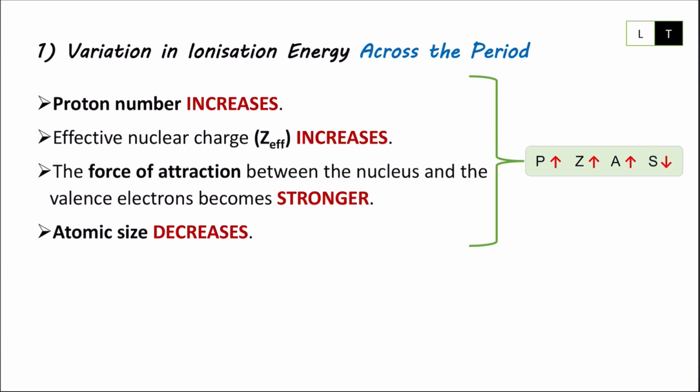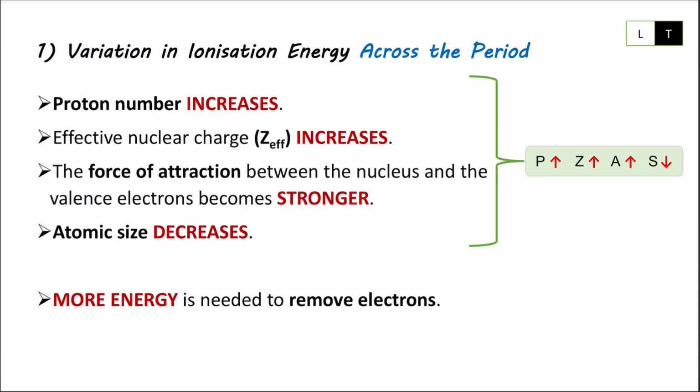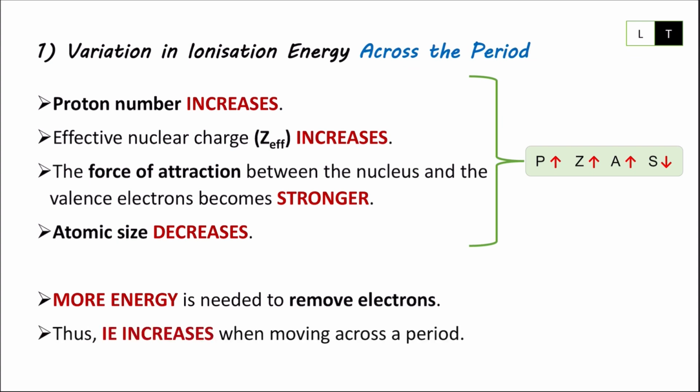But you cannot stop here because you are still not telling the trend for ionization energy. So when the size decreases, you can understand that the force of attraction pulls the valence electrons closer to the nucleus. That is why you need more energy to remove the valence electron. Thus, ionization energy increases when moving across the period.